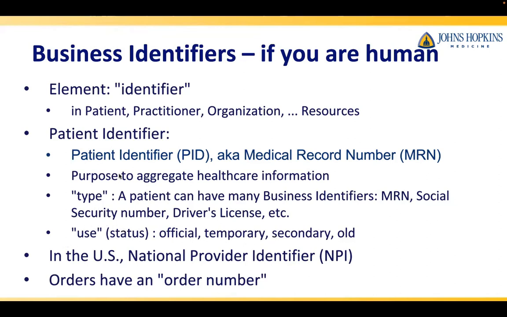In addition to the patient identifier, there are some other resources which have identifiers. For example, we talked about the practitioner resource having business identifiers. In the United States, we have something called the National Provider Identifier. You'll often hear it referred to as the NPI number. The NPI number is going to be the primary identifier at the business level for a practitioner. Other examples include orders. You'll hear an order number, which is usually a 4 or 6-digit number, which you can see on the screen.